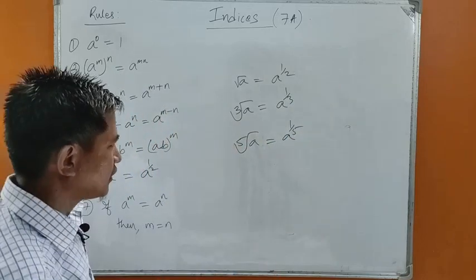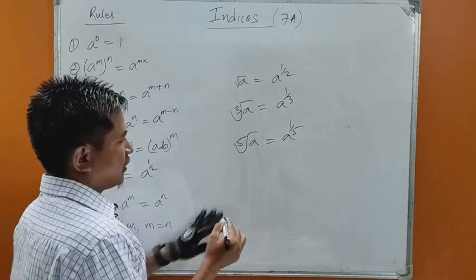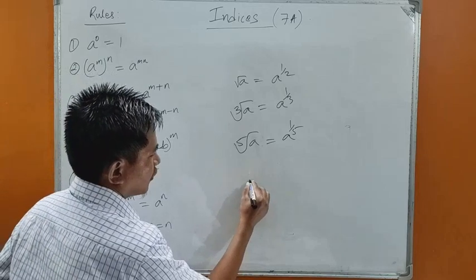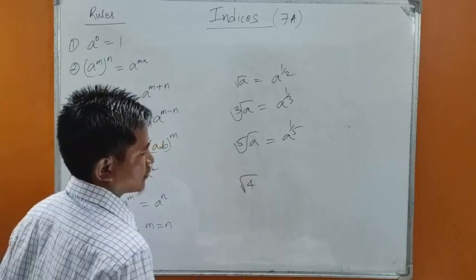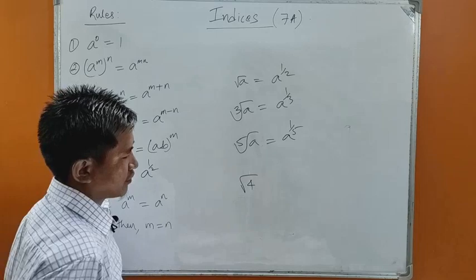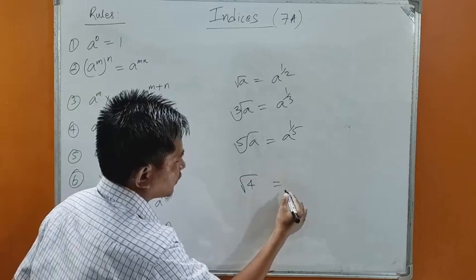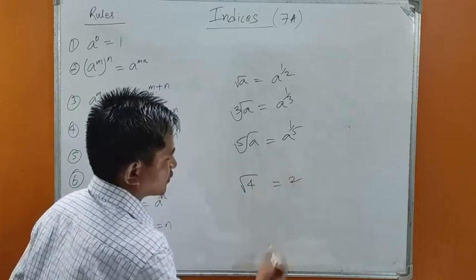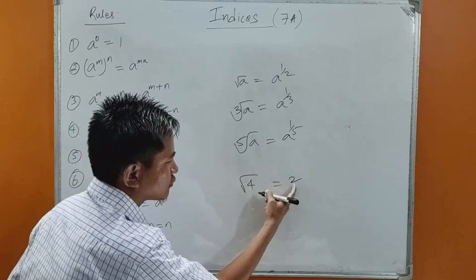Now what I mean by this is, if this is 4 root, 4 root means 2, isn't it? The value of 4 root is 2.